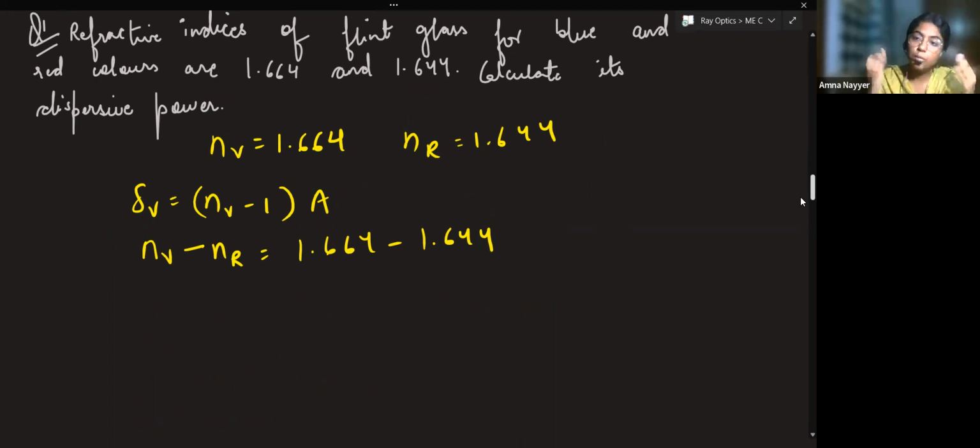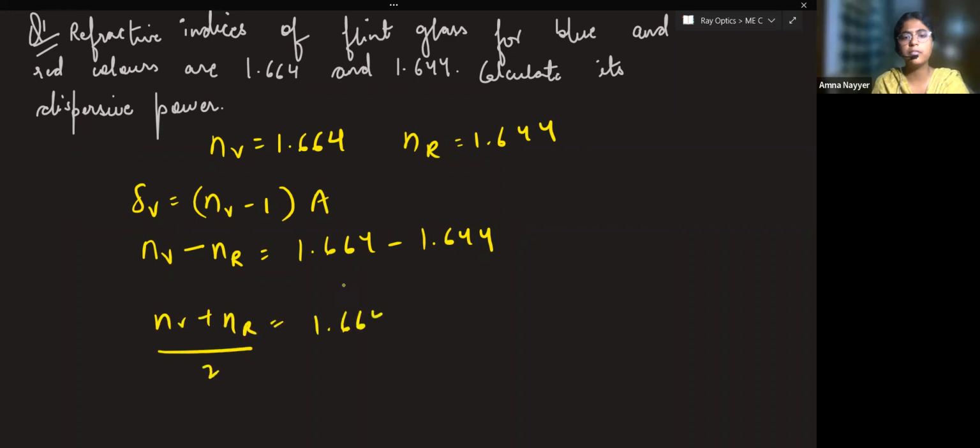If violet and blue both are mentioned, then use violet. But otherwise, you can use violet. And red will be mentioned. There won't be any substitute for it. And (NV + NR) by 2 will be 1.664 plus 1.644 by 2. Take their ratio, see what's the dispersive power you're obtaining.